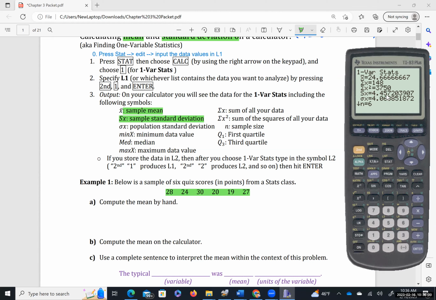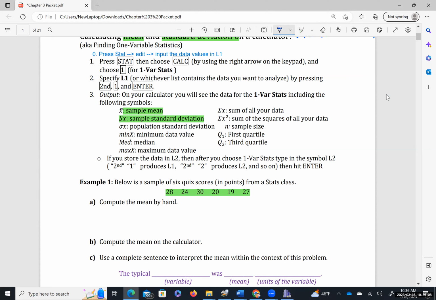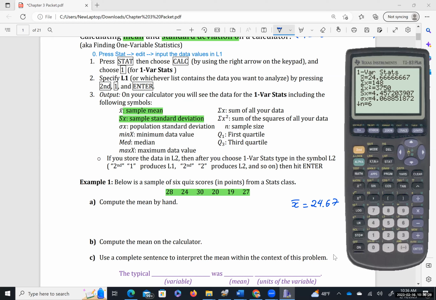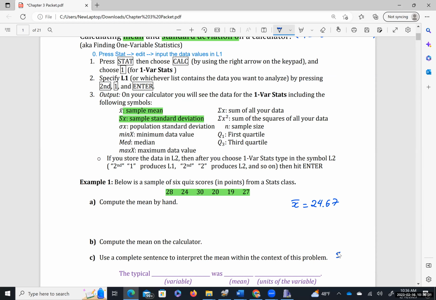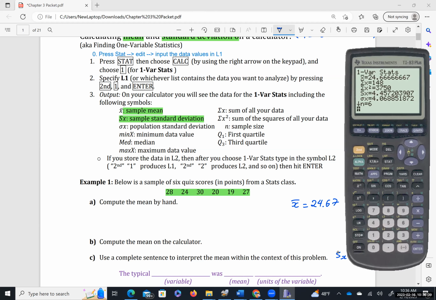So I'm going to write those out. X bar will be equal to 24.6667, the mean, and then SX will be equal to 4.46.